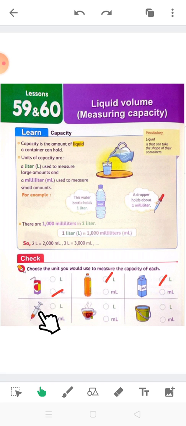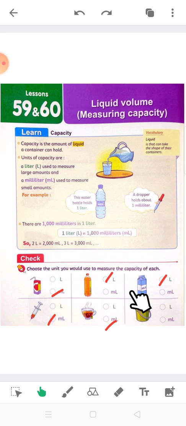We can use this injection here. We have a small amount of medicine, so we can use milliliter. We have a small amount in a small cup, so we can measure it by using milliliter.